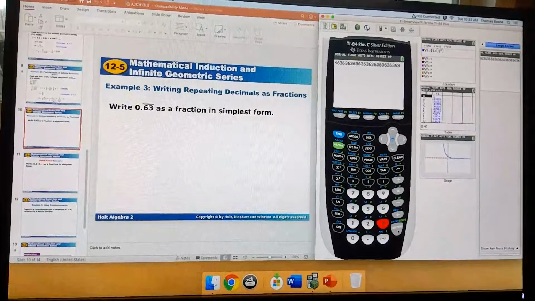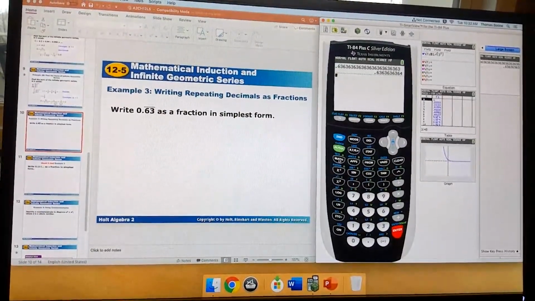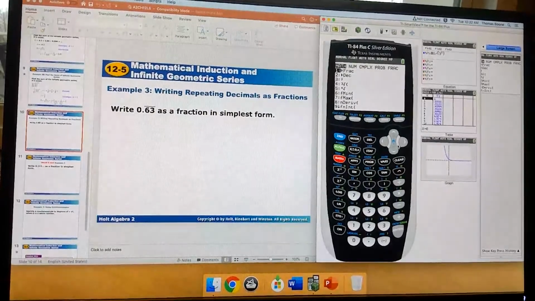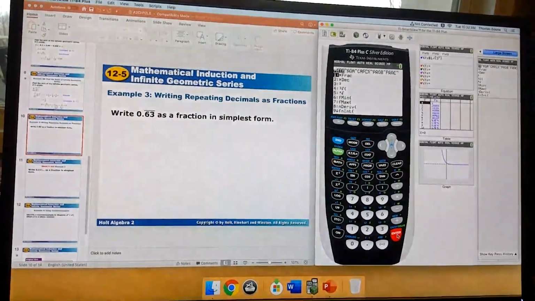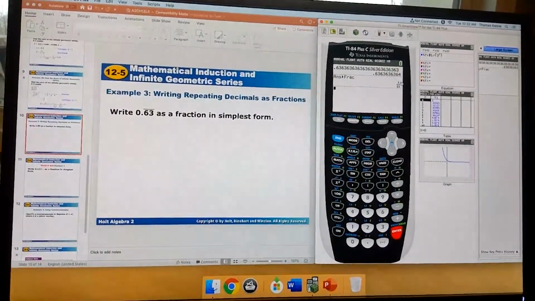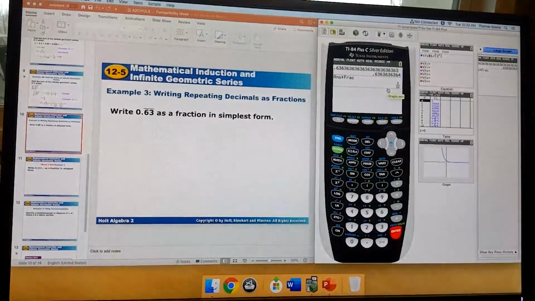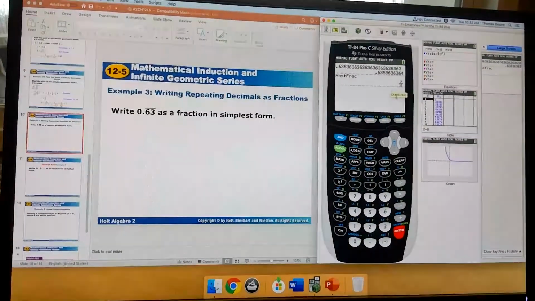Okay, so now what we do is hit enter, and then we're going to take this and put math. We're going to go over and we see how it says fraction, and we put this in here. Look at that. It automatically turns it to a fraction, 7 over 11 is what that is. 7/11 is the fraction. Pretty slick. That's a great way to do that.